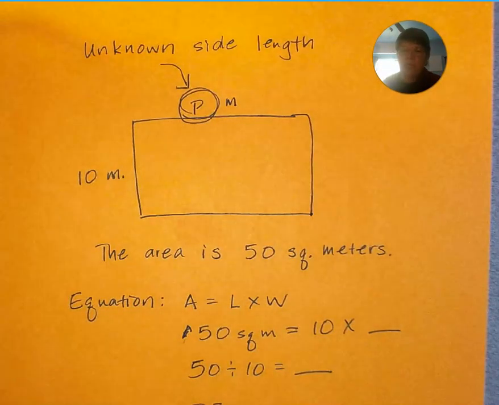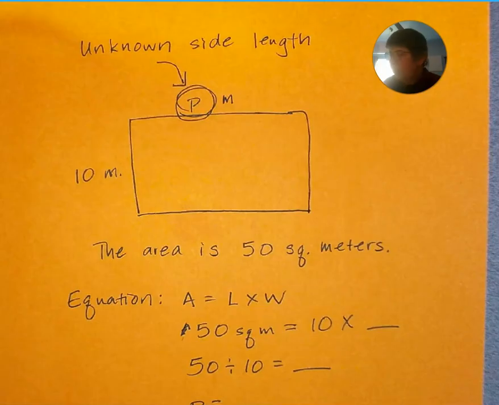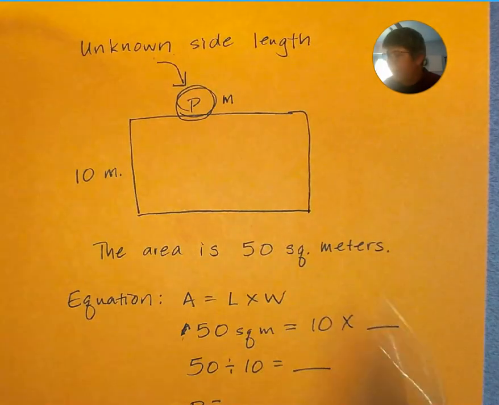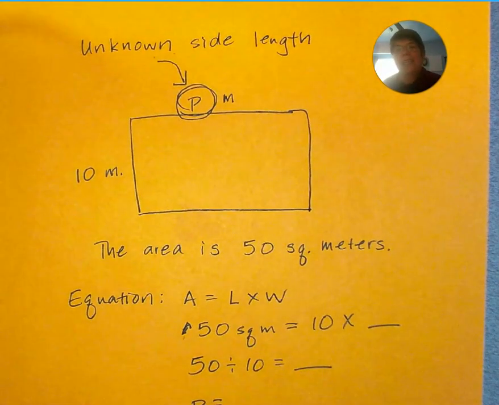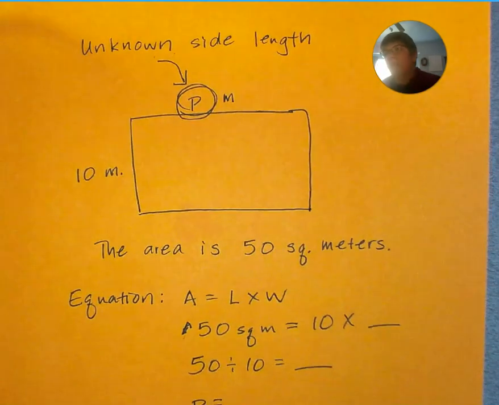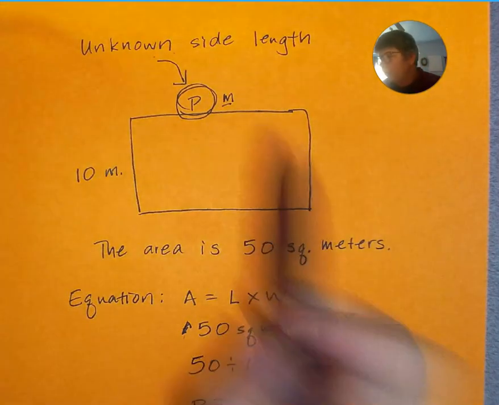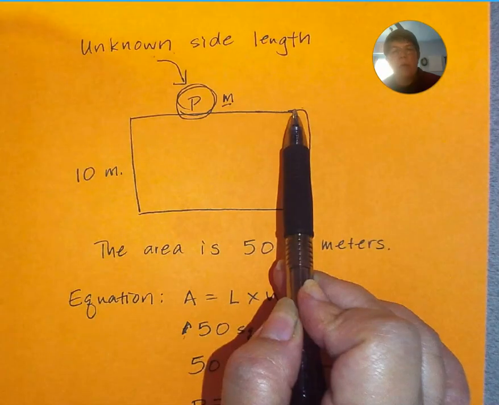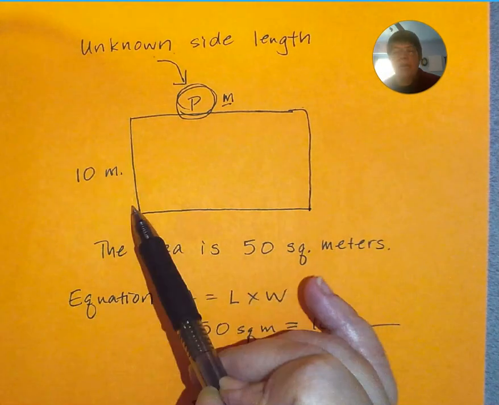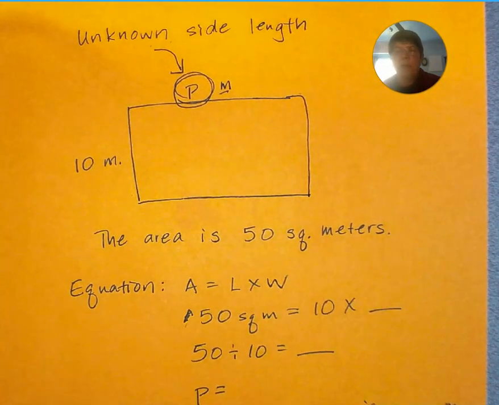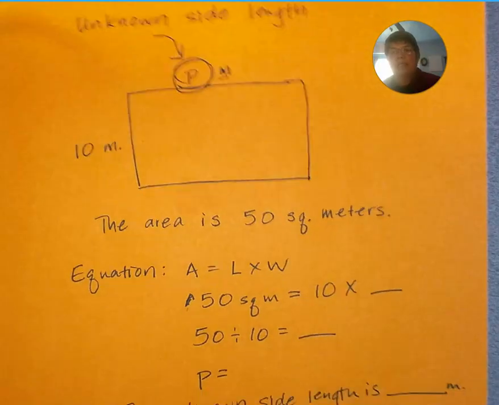Now sometimes we get a more challenging problem where we have an unknown side length, and we have a P here. You could use any letter to represent an unknown. Sometimes we use an N, sometimes a V, sometimes a P. It could be any letter, and the M just stands for meters, the units. So we don't know this length. We only measured the width, which was 10 meters, but we know the area is 50 square meters. So we need to find the unknown side length.